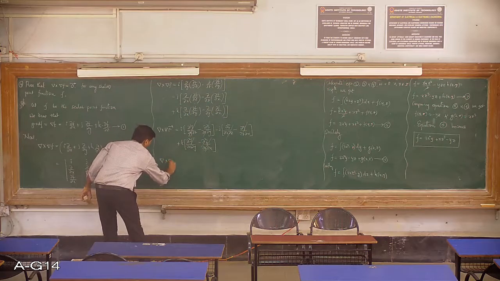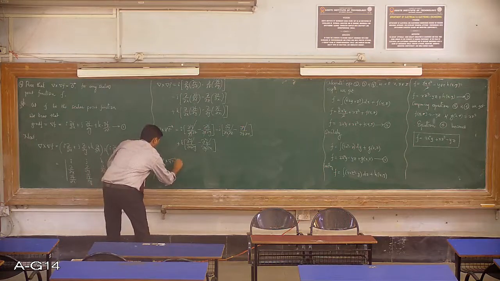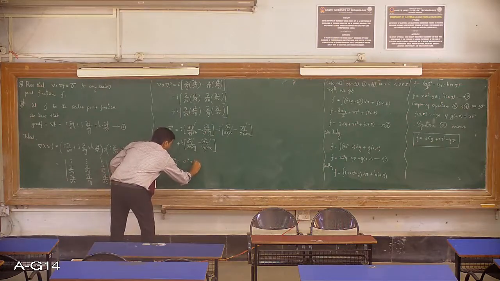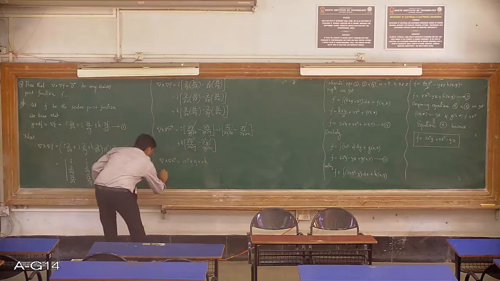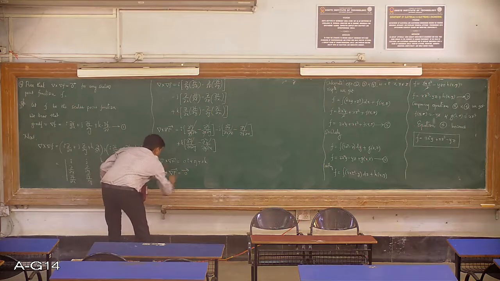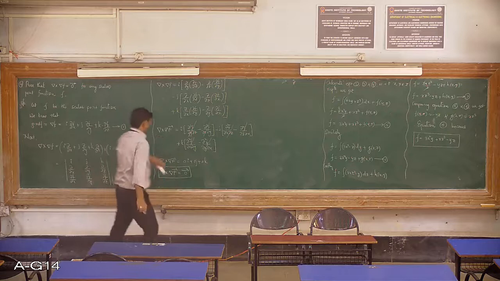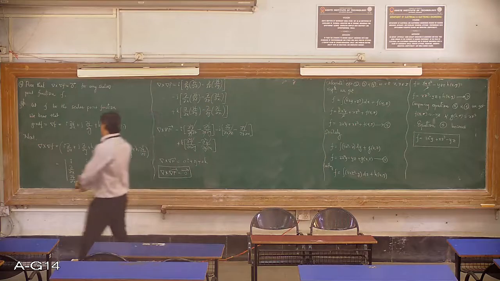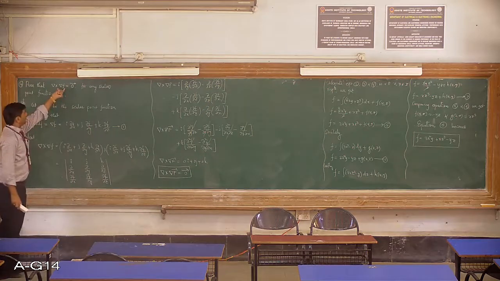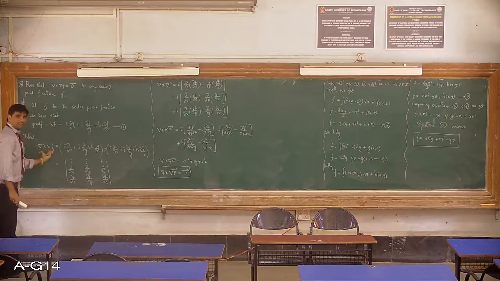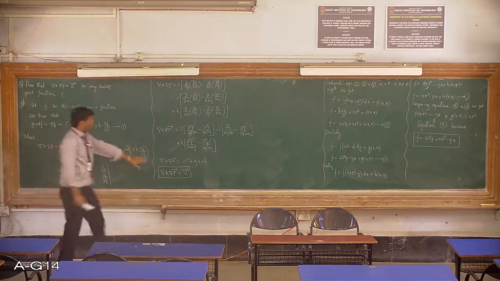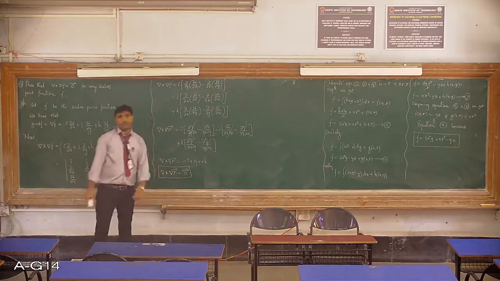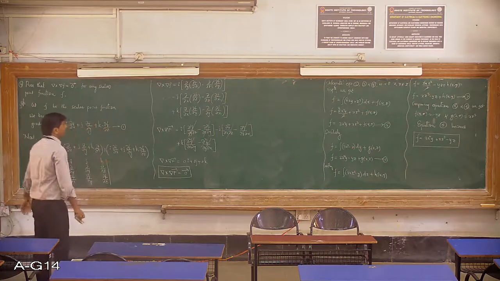Therefore, del cross del f is equal to 0i plus 0j plus 0k. That means del cross del f is the 0 vector. So this completes the fourth example. Once you know the gradient of f and the curl, cross means you can use the definition of curl. That only I have used, and finally I have proved that del cross del f is equal to 0. So one can very easily do this example.